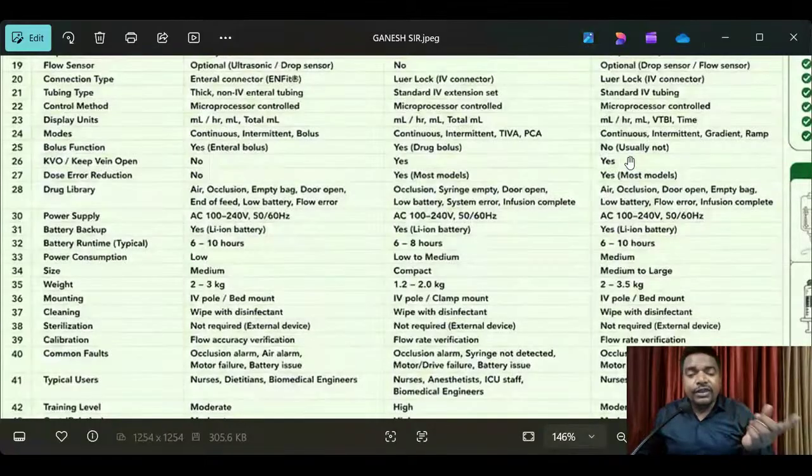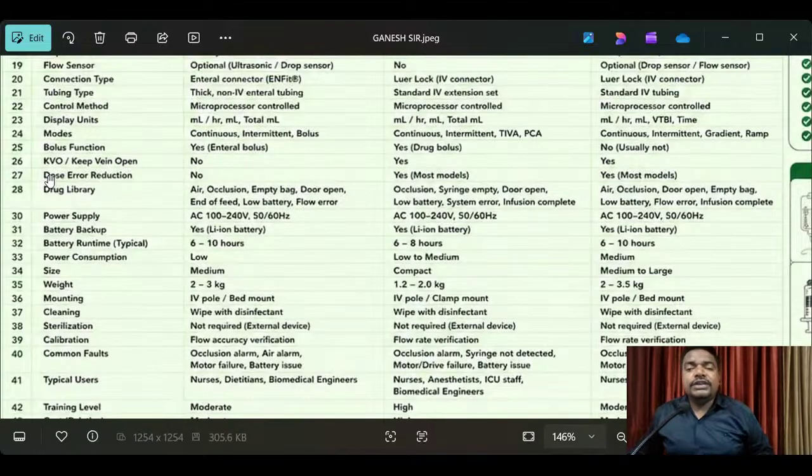If I share this information, then you will come to know. Sometimes the doctor will call biomedical engineering and suddenly ask about the infusion pump. If you don't know such a small piece of equipment, they will disrespect you. So listen carefully, try to be a master and earn respect from everyone by giving presentations. The 25th point, bolus function, I have compared: wherever available and not available, across three equipments.